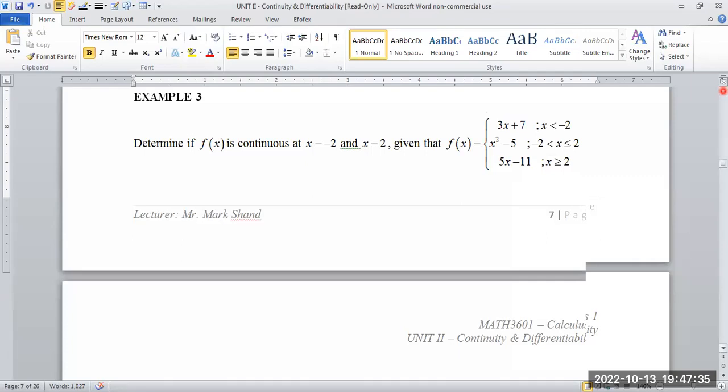Determine if f is continuous at x equals -2 and x equals 2, given the piecewise function 3x plus 7.